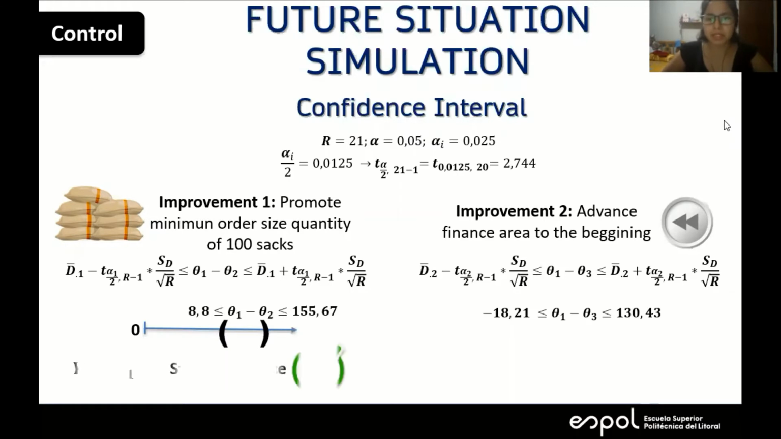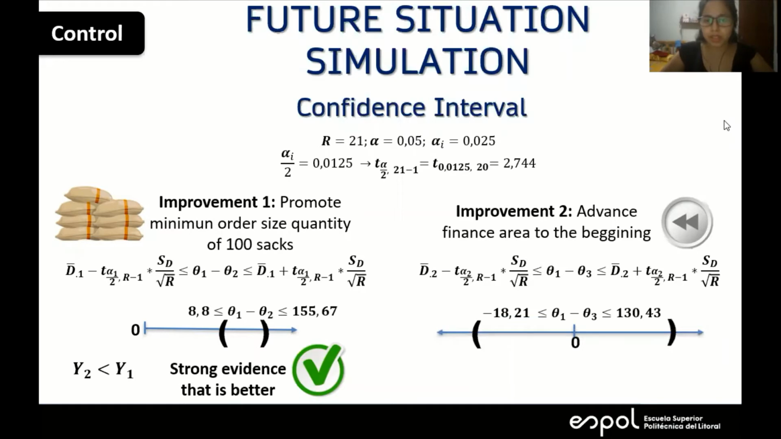That means that there is strong evidence that the time in this proposed system is less than the current, and this is the better system. In the second one, the confidence interval contains 0, so there is no evidence of which is the best one.